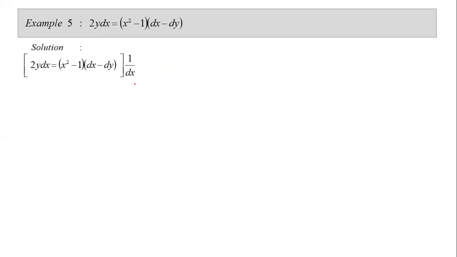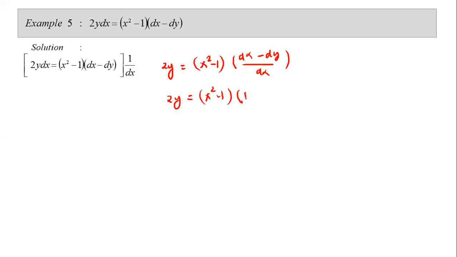I just simply multiply it by 1 over dx. And then later on, we will multiply it by 1 over x squared minus 1. So you shall have 2y equals x squared minus 1, then times dx minus dy all over dx. And this gives us 2y equals x squared minus 1 times dx over dx, that's simply 1, minus dy dx. All right. And then this x squared minus 1, you just divide everything by x squared minus 1. So you have 2y all over x squared minus 1 equals 1 minus dy dx.